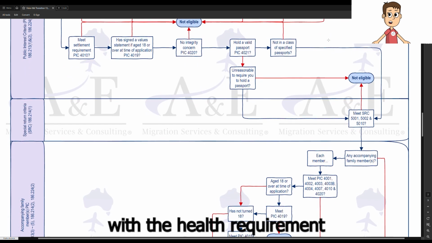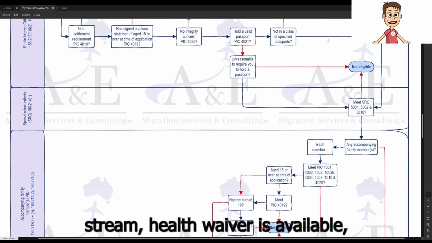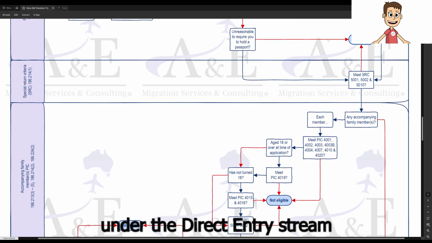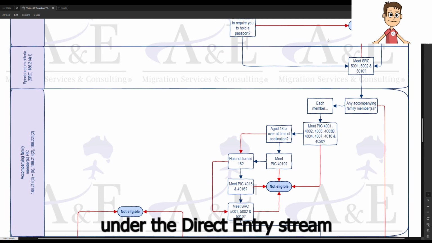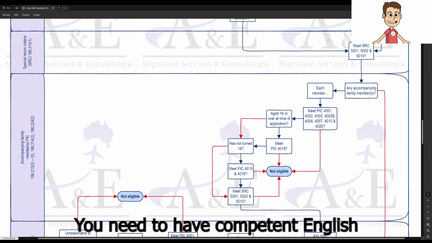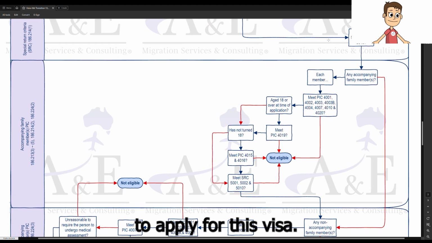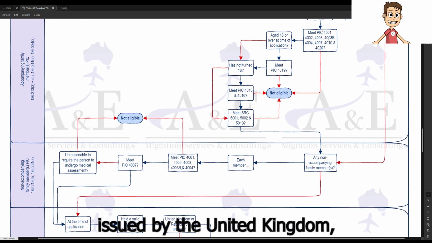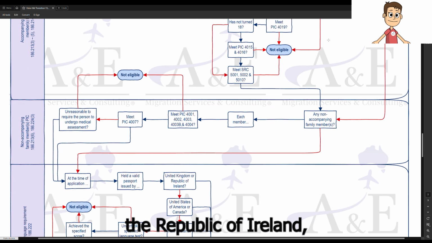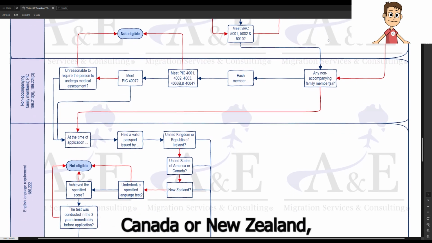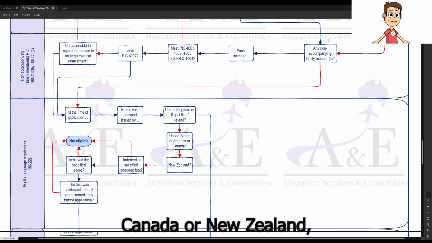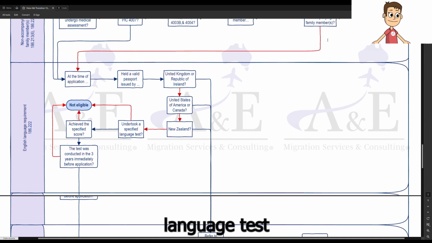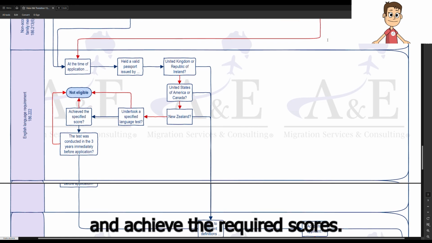Please note that with the health requirement for this stream, health waiver is available, whereas there is no health waiver for applicants under the direct entry stream. You need to have competent English to apply for this visa. If you do not hold a passport issued by the United Kingdom, the Republic of Ireland, United States of America, Canada or New Zealand, you need to have undertaken a specified English language test and achieved the required scores.